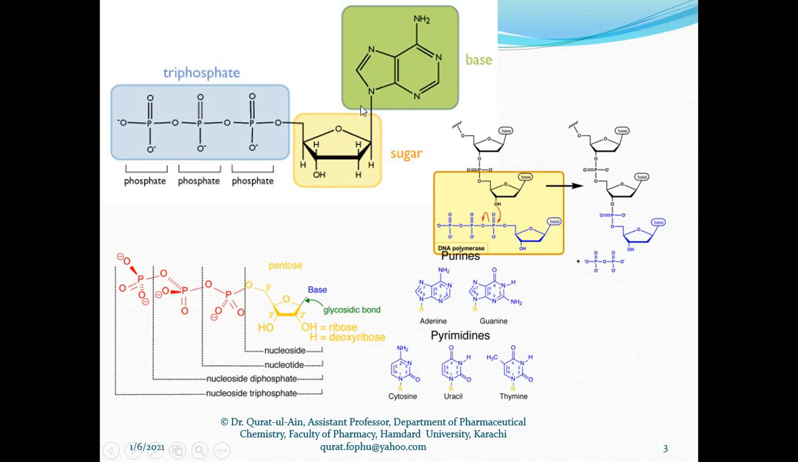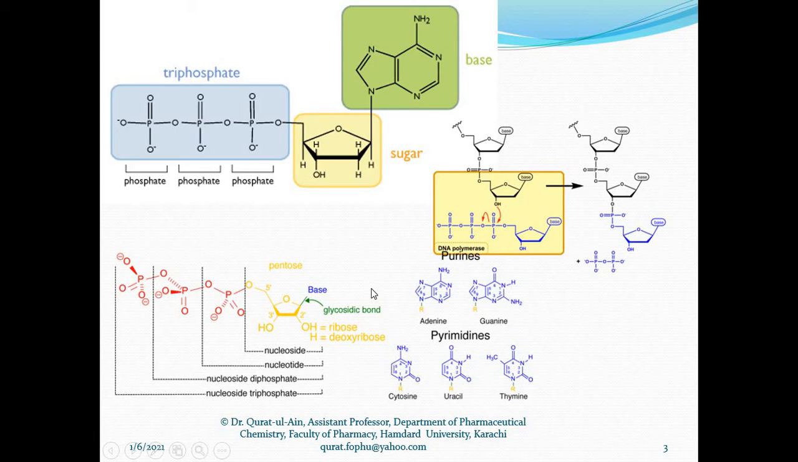So in DNA there are four types of bases: adenine, guanine, cytosine, and thymine. However, in RNA, you will find adenine, guanine, cytosine, and uracil. So in RNA, you will have uracil in place of thymine. This is the difference of bases between DNA and RNA.